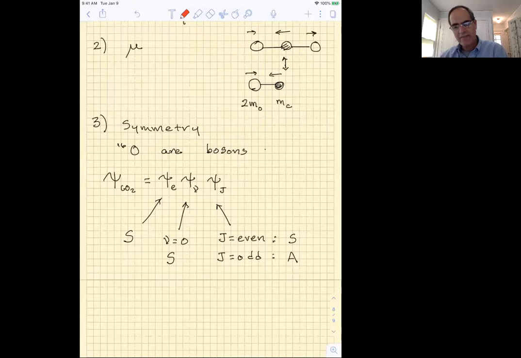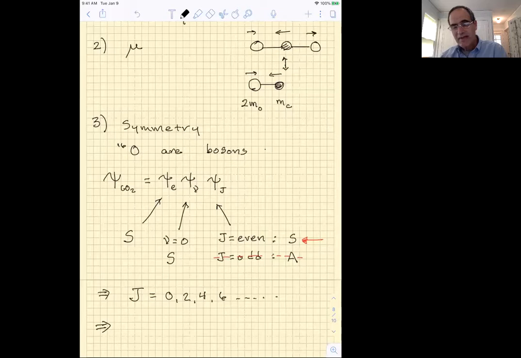Now, because the oxygen atoms are identical bosons, only this first state is allowed, because the total wave function has to be symmetric. Okay? So odd values of J are not allowed for a carbon dioxide molecule in its ground state, provided the two oxygen atoms are identical. So as a result, for the ground state, J can take on only even numbers: 0, 2, 4, 6, and so on.